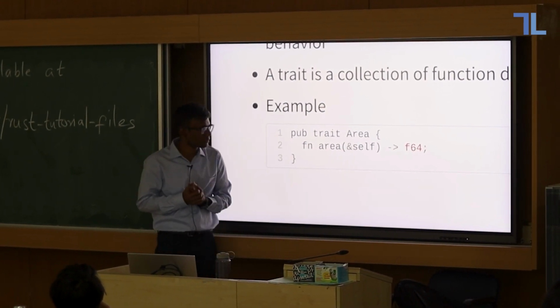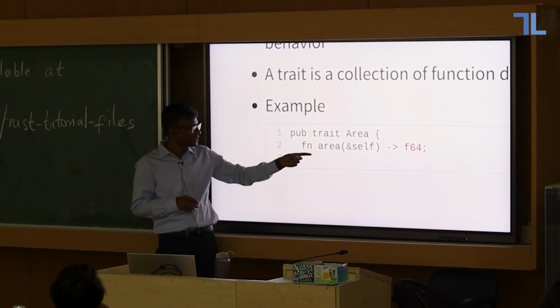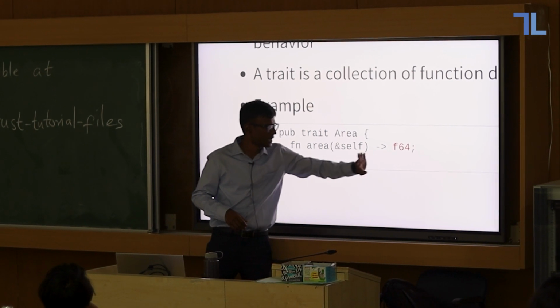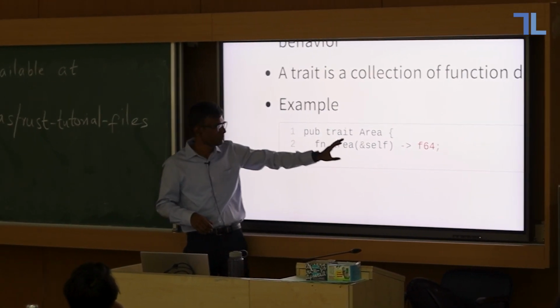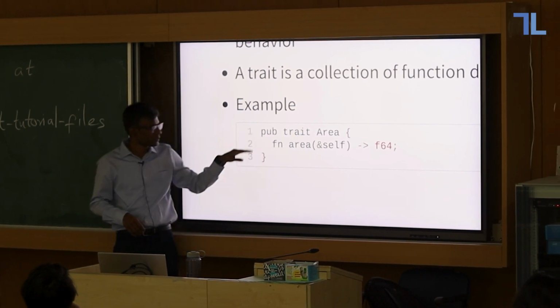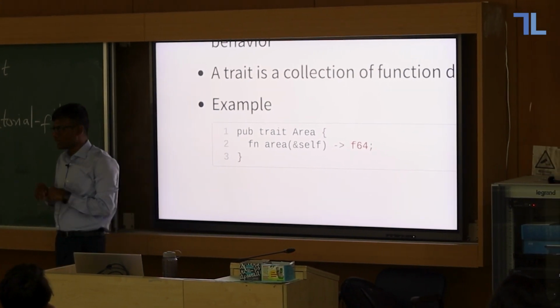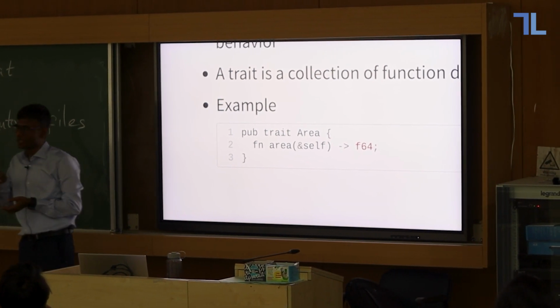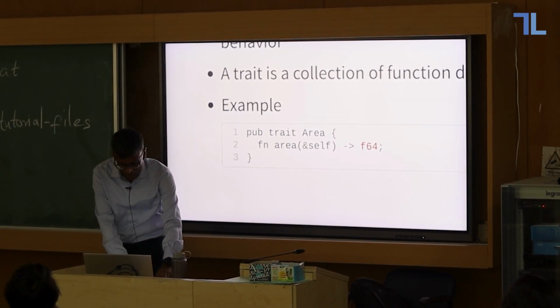And notice that there is no implementation here. The function declaration just ends. So you just have function name, parameters, return value, and a semicolon. What this means is that any data structure, any struct which implements this trait, has to implement the area method. So let's look at an example.